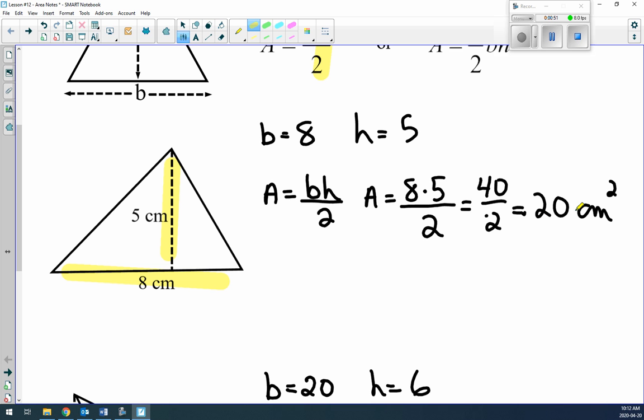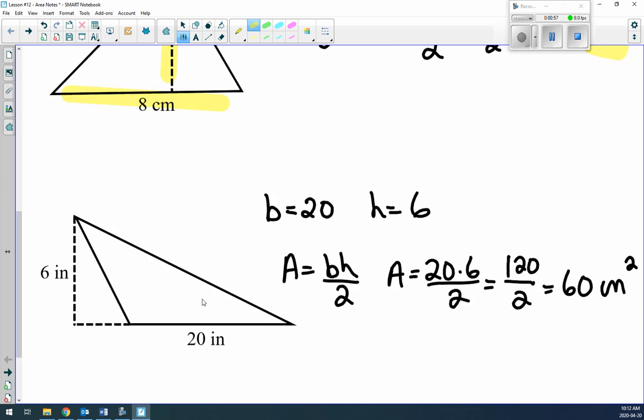Now, don't forget your units. Units are very important on area. And we're talking here, area is squared. So this is centimeters squared. Okay. Triangle, look at this one here.